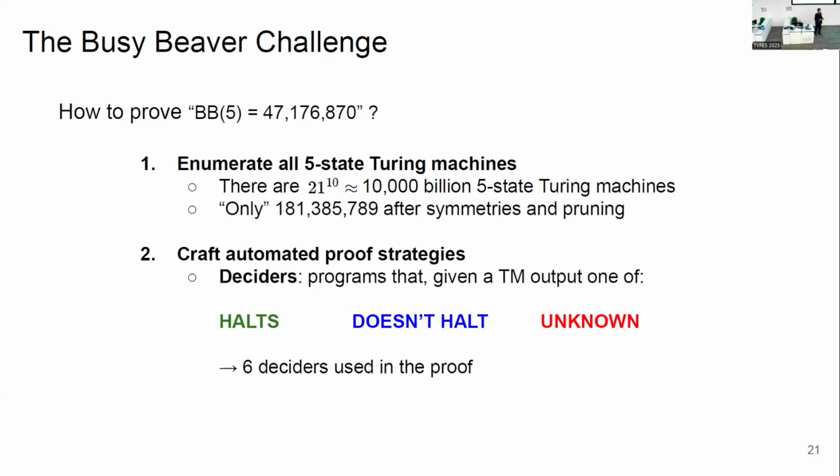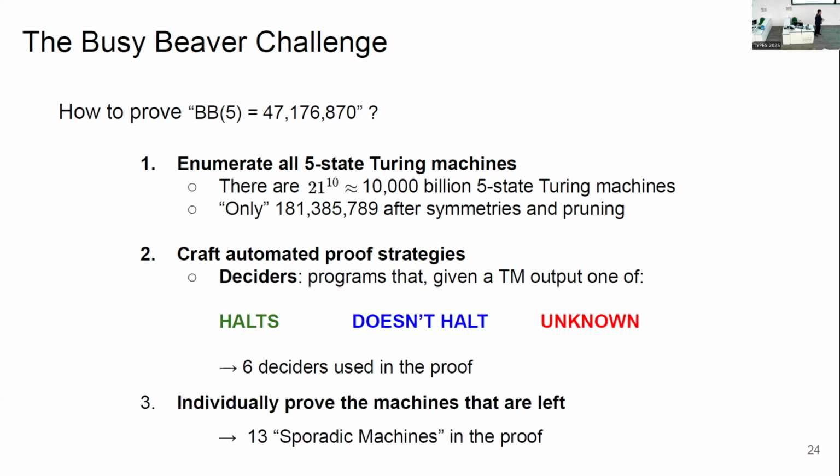Then you craft some automated proof strategies. We call those deciders: programs that take as input a Turing machine, and either say it holds, it doesn't hold, or I don't know. In which case, if it doesn't know, you're going to try another decider. The final proof has about 6 deciders that are used, but I'd say that about 20 or more have been developed by people working on the problem throughout the years.